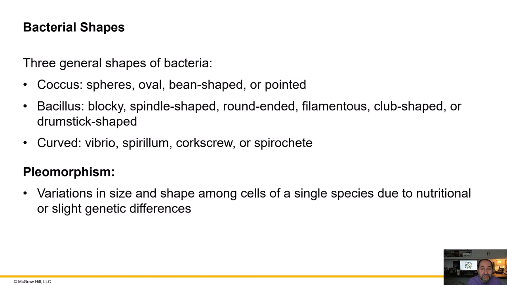With respect to shape, bacteria have 3 common shapes. They can be coccus shaped, which means spherical, bacillus shaped, which means rod shaped, or they could even be spirillum, or spiral shaped.